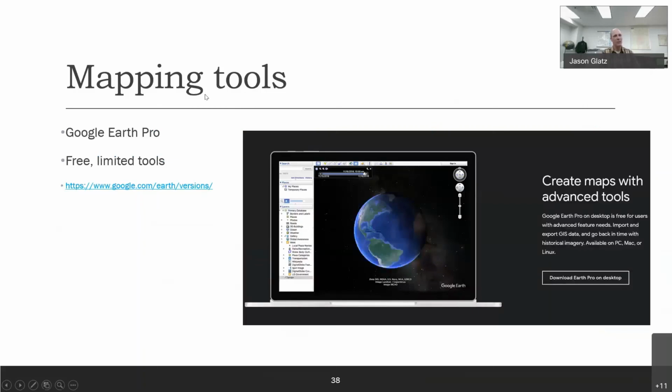And then the last one, if you just want to measure the distance of paths, or figure out the area that a certain city covers or something like that, you can use Google Earth Pro. It is free and it's very easy to use, but it has a somewhat limited tool set.